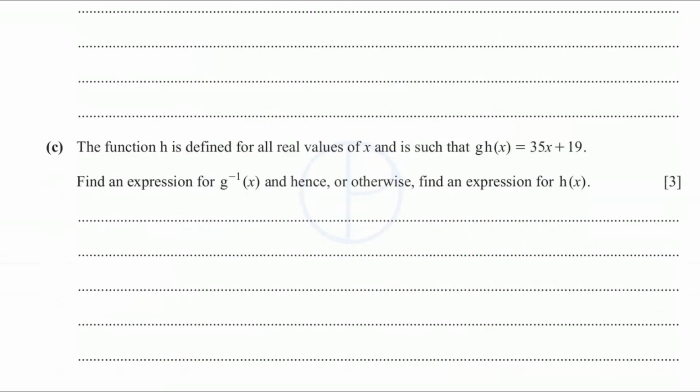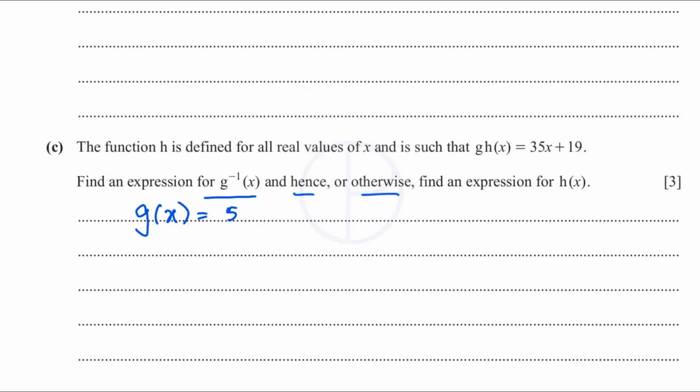The next part of the question is, the function h is defined for all real values of x and is such that gh of x equal to 35x plus 19. Find an expression for g inverse of x, hence or otherwise find an expression for h of x. So first we need to find g inverse of x. Hence means by using g inverse of x, find an expression for h of x. Otherwise means you can also find an expression for h of x without using it.